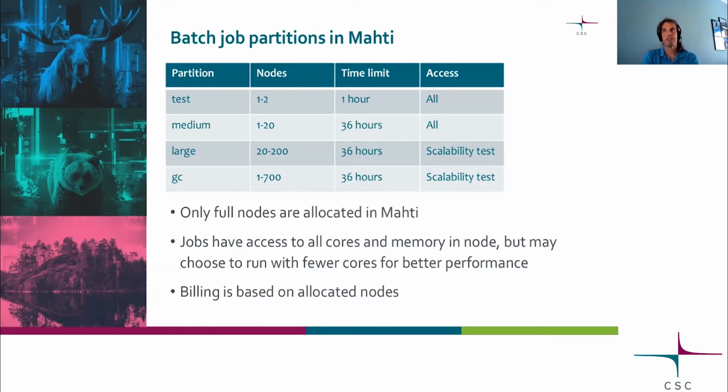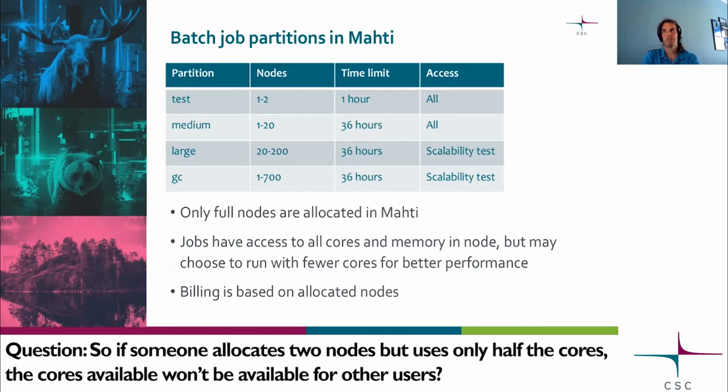And okay, there was in chat this continuing question that if someone allocates 2 nodes but uses only half the cores, the other cores, they won't be available. So nodes are always exclusive to the job, so no one else can use them.